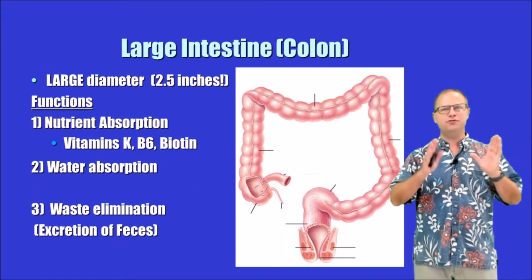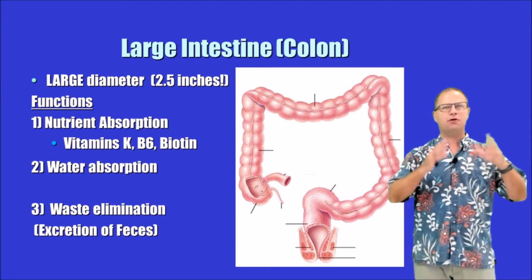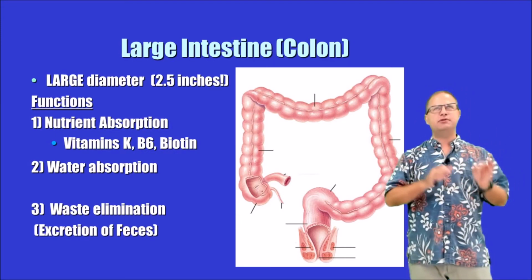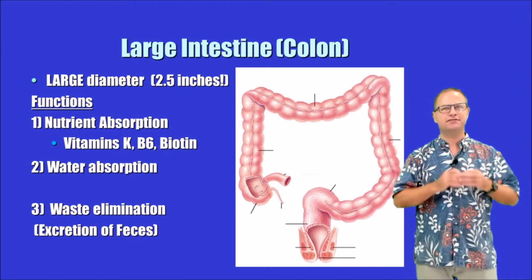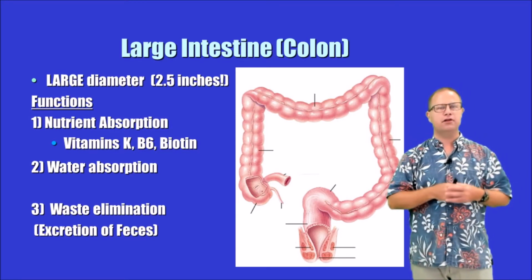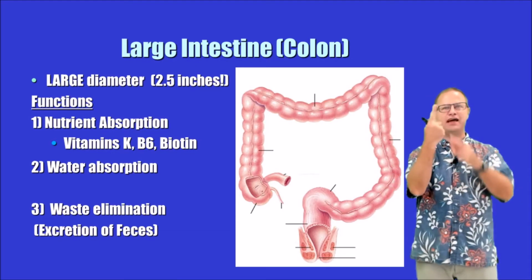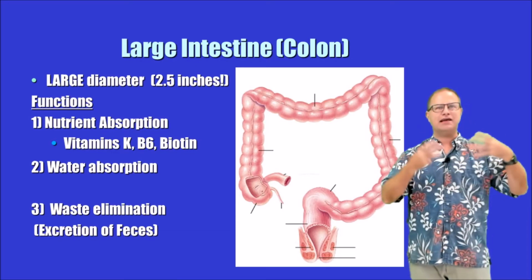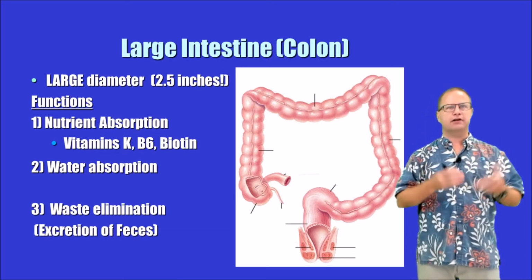Okay, now we're about 2/3 of the way through the GI tract. Now we're at the large intestine. The difference between the large intestine and the small intestine is firstly diameter. The small intestine had a diameter of about 1 inch. The large intestine has a diameter of about 2.5 inches, or about that right there. So it has a large diameter, but not a very large length.